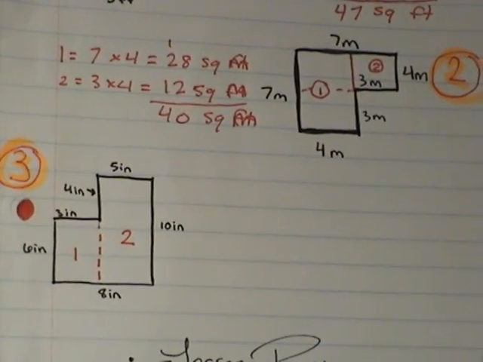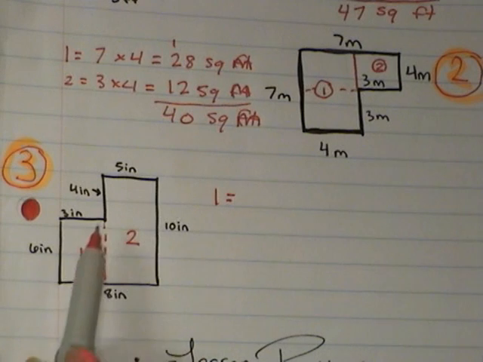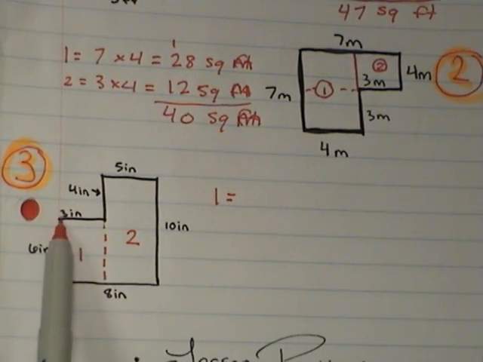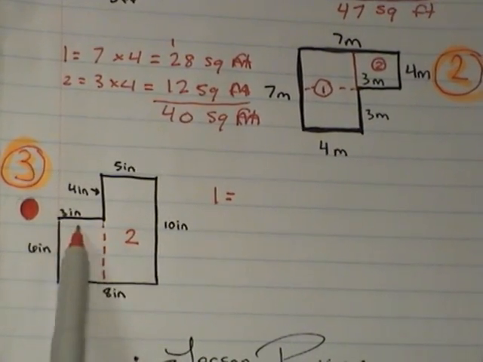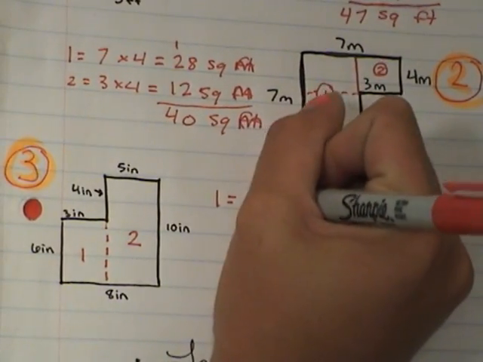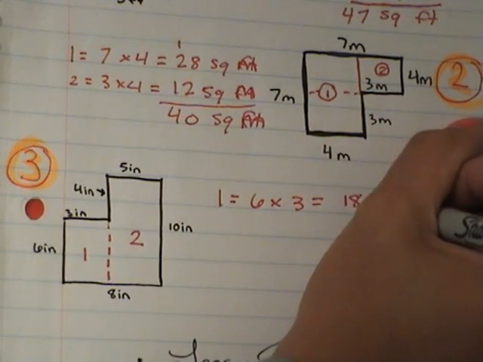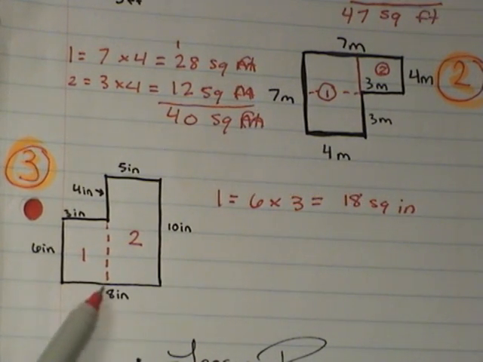Okay. So I need to find my area of 1. So up here I see that this is 3 and this is 6. So my length is 6, my width is 3, so I'm going to find everything inside of here. So I'm going to do that. 6 times 3 is 18 square inches. Got my label right this time. Square inches. I'm going to come over here.